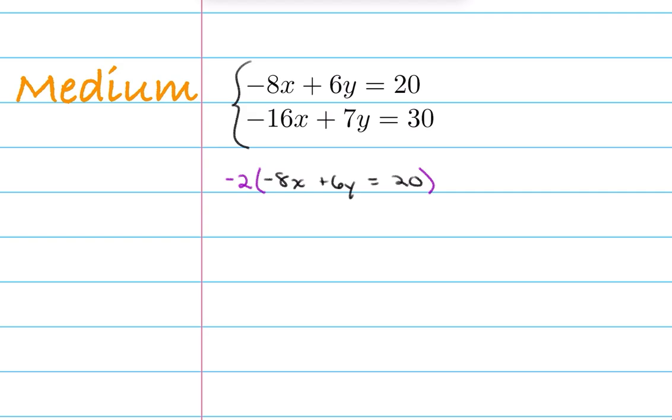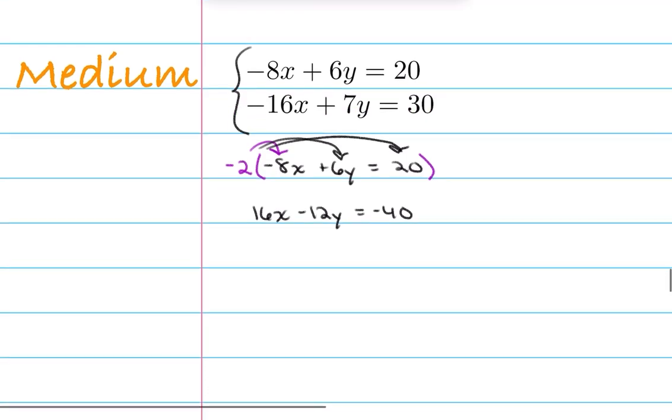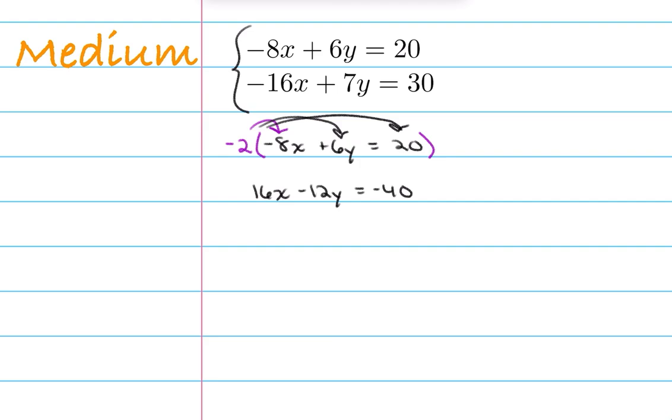Okay, so distributing, I'm going to get a positive 16x minus 12y equals negative 40. So that's my first equation. Now all I'm going to do is copy this second equation so that I can add them together. So I get negative 16x plus 7y equals 30.